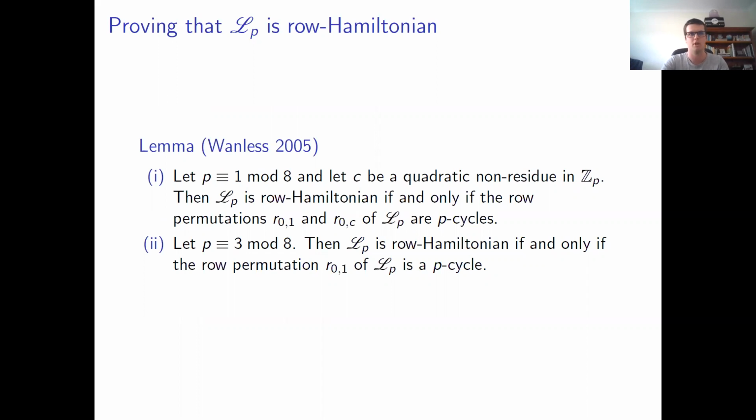So the first step in showing that these Latin squares had nu equals 4 is to show that they are row Hamiltonian, which, by the definition, requires you to check every row permutation. But this result from Wanless gives us simpler sufficient conditions to conclude that L_p is row Hamiltonian. So when p is 1 mod 8, it suffices to show that the row permutations R_01 and R_0c are p-cycles, where c is some quadratic non-residue. And when p is 3 mod 8, it suffices to show that the row permutation R_01 is a p-cycle. And I'll just say that this lemma is due to the fact that these Latin squares have a large automorphism group.